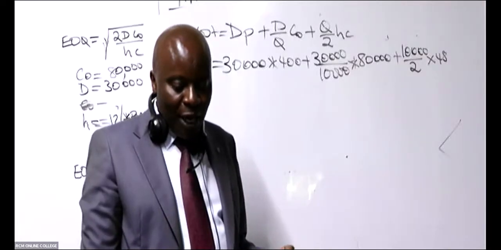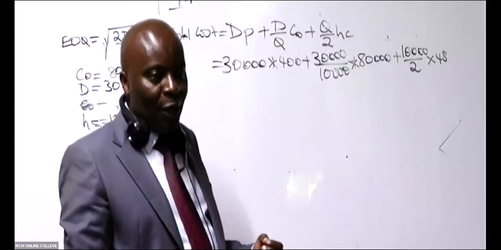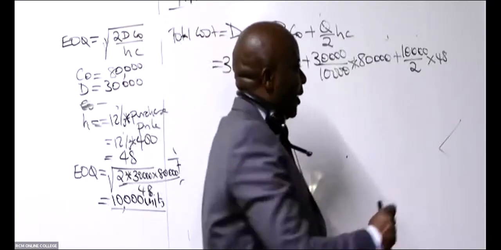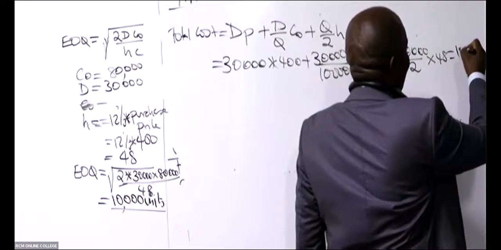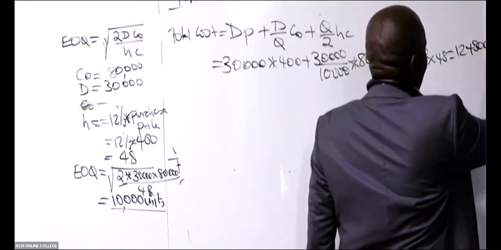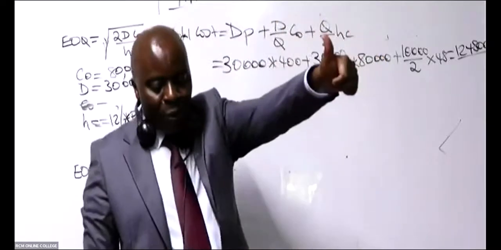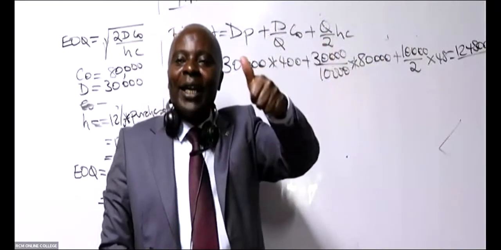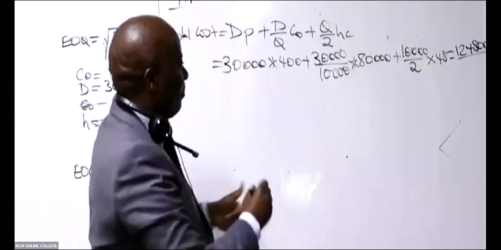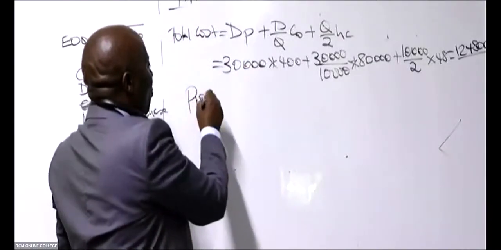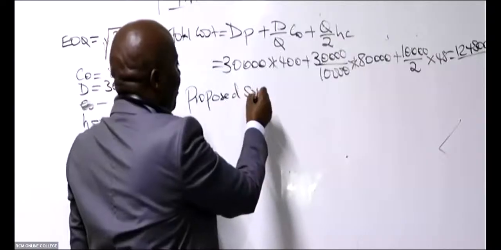According to Irene Onyango, she's getting 12 for 80,000. So the physical students, are you able to get the same? Proper. And then now let's go ahead and look at the proposed system.